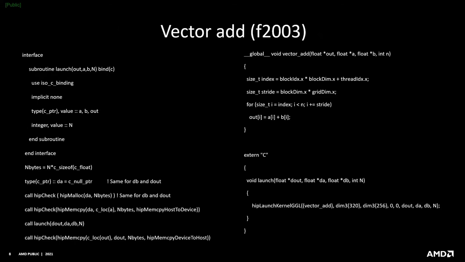So this is what the Fortran 2003 vector add looks like. On the left here, hopefully you can see my cursor, you'll have the interface to the function that you want to launch. In this case, it's just a vector add. And this is the Fortran code. This Fortran 2003 version is the most explicit, the one that I use the most, probably the one that you are the most familiar with.